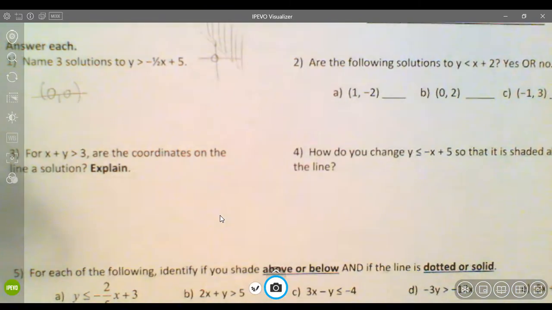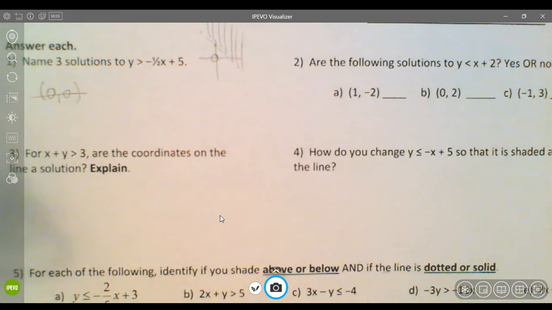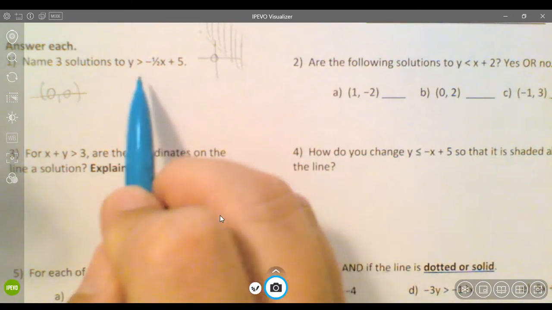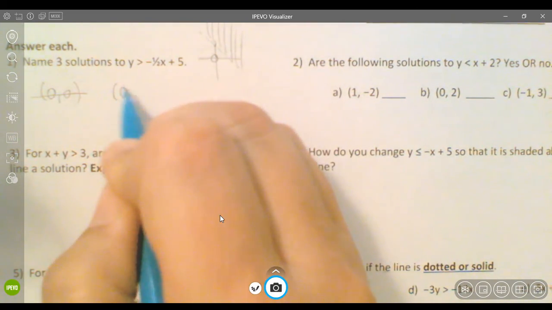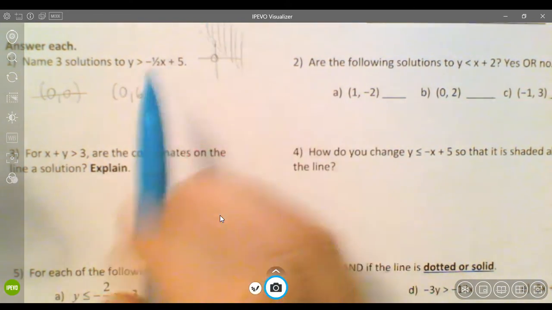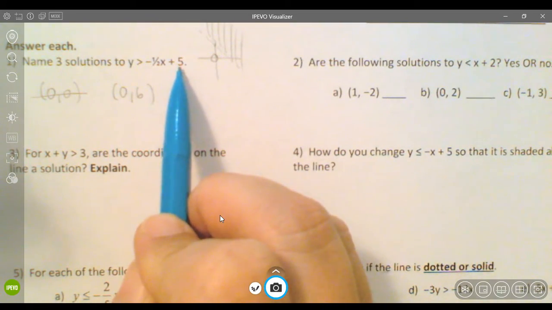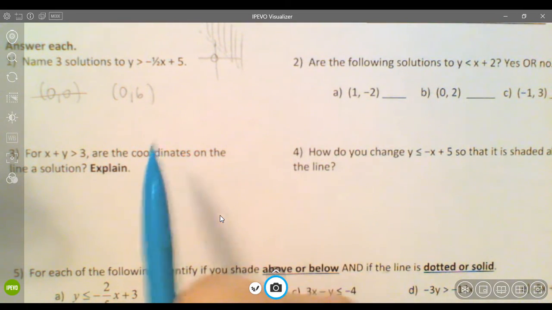Oh my gosh, that was a good lesson. I'm glad I did that. So I need stuff up there. So I can't choose 0, 5 because y cannot equal 5. I can choose 0, 6. Is 6 greater than 5? Yeah, all day. All right.